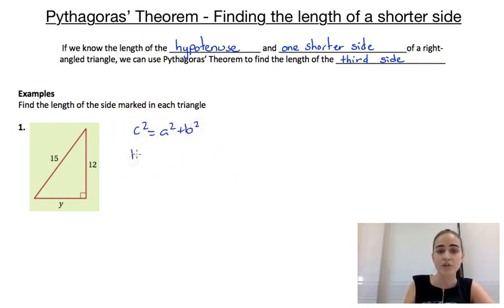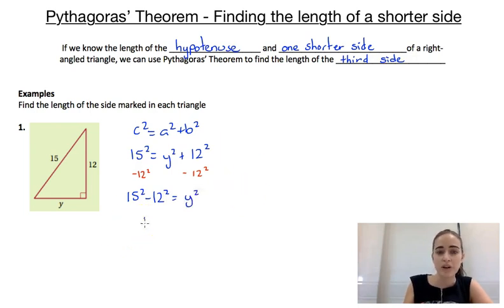C has to be the hypotenuse, so that's 15 squared. And then we've got our two shorter sides. So we've got y squared and we've got 12 squared. Now the problem at the moment is that we want to find out what y is, but it's mixed in everywhere here. So what I'm going to do is subtract 12 squared from both sides of that equation, so that this y squared is left on its own. So I'm going to have 15 squared minus 12 squared is equal to y squared.